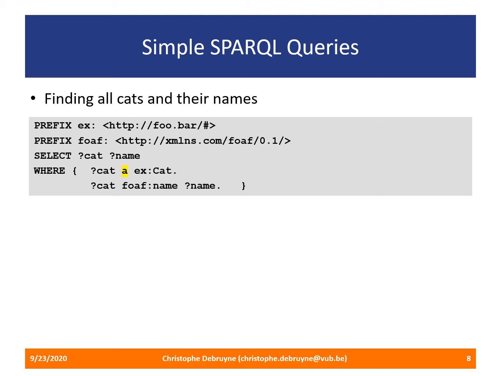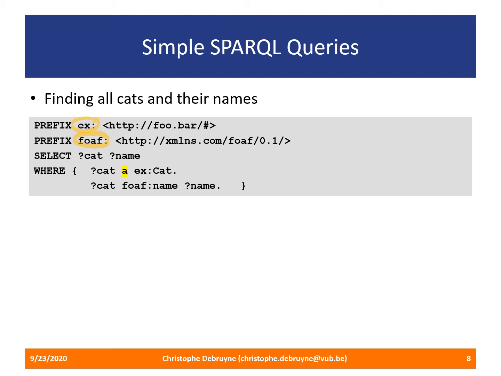So we start off by declaring the namespace prefixes, allowing us to use shorthands. I have bound the namespace of my example to the namespace prefix x, and then I've also bound the namespace of foaf to the namespace prefix foaf. In this particular query, I'm looking for values for the following variables, cat and name, but the values must come from somewhere, so I declare that in the where clause.